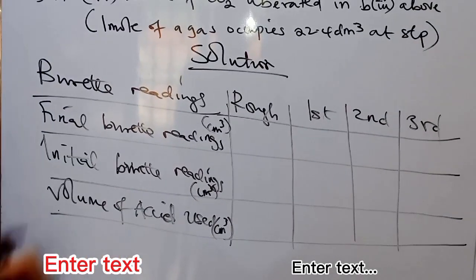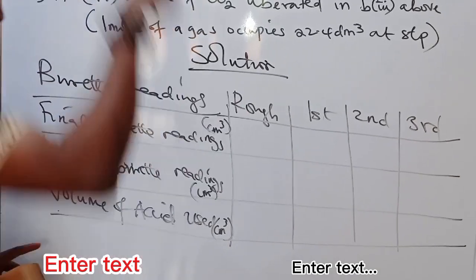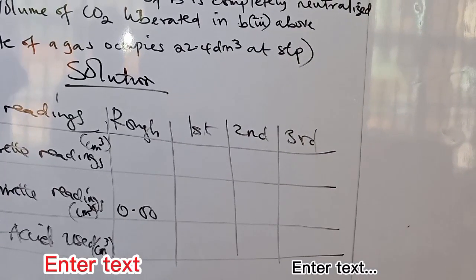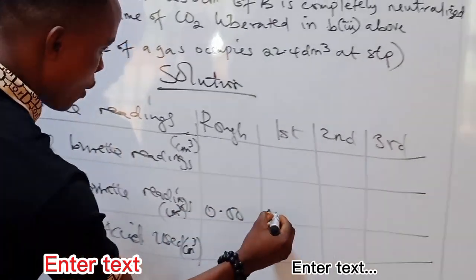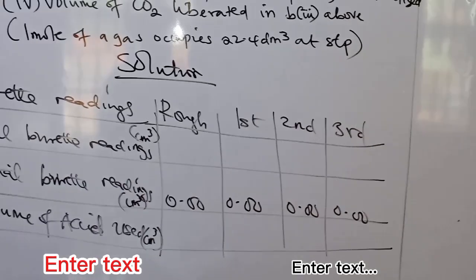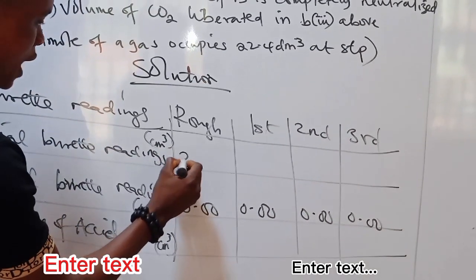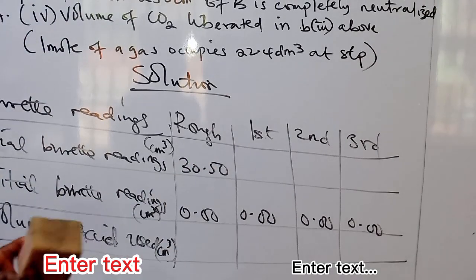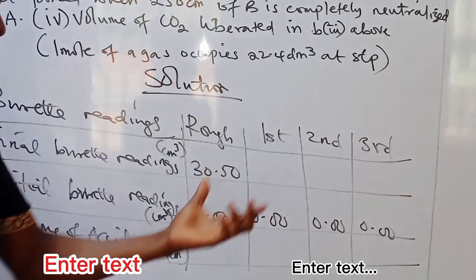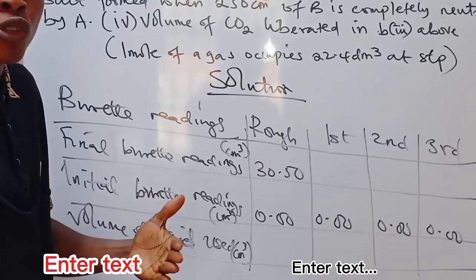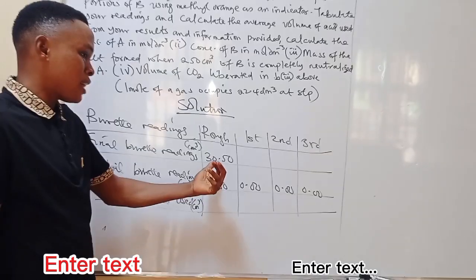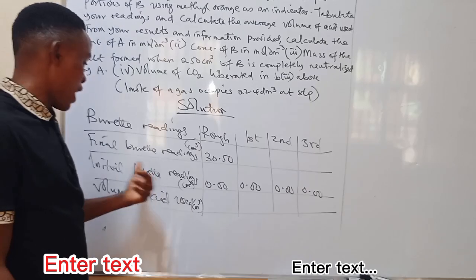Okay. Then, if my initial in the burette is 0.00, I do advise you to start from 0.00 if they have enough acid. Start your initial from 0.00. Then, assuming I have 30.50 as my rough. The rough here is just telling me that when I was doing the titration, I was not that careful, like the name implies. I was doing it roughly, carelessly, and I eventually arrived at 30.50 as my final burette reading.